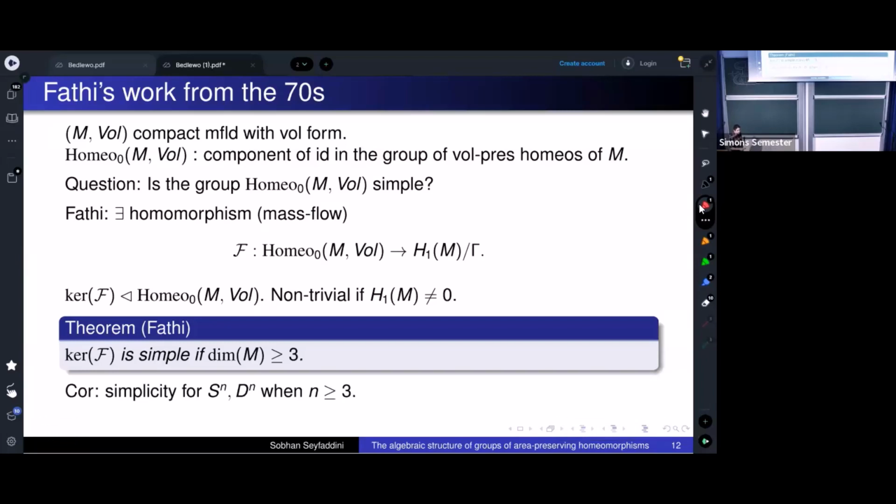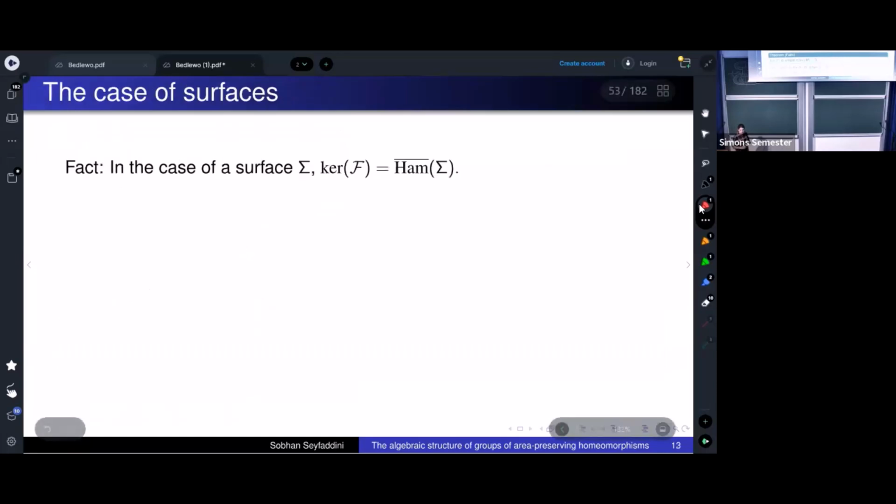Oh yeah, there's a corollary that I wanted to point out. If you take the manifolds Sn, the sphere of dimension n, or the disk of dimension n, these are simply connected manifolds. So the kernel is everything. And Fathi's theorem tells you that for these manifolds, the group of volume preserving homeomorphisms is a simple group. Now, what's left open is what happens in dimension 2. And this brings us back to Hamiltonian homeomorphisms of surfaces. Take this as a fact: in the case of surfaces, the kernel of Fathi's homomorphism is exactly the group of Hamiltonian homeomorphisms of a surface. That's why he posed the question. Yes?